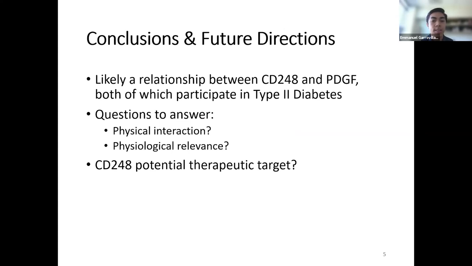And so what we can conclude is that there is likely a relationship between CD248 and PDGF, both of which participate in the progression of type 2 diabetes. Next steps would include determining how CD248 and PDGF receptor physically interact, what the physiological relevance of this interaction is, and hopefully in the end, this will lead to exploring CD248 as a potential therapeutic target for type 2 diabetes. Thank you.